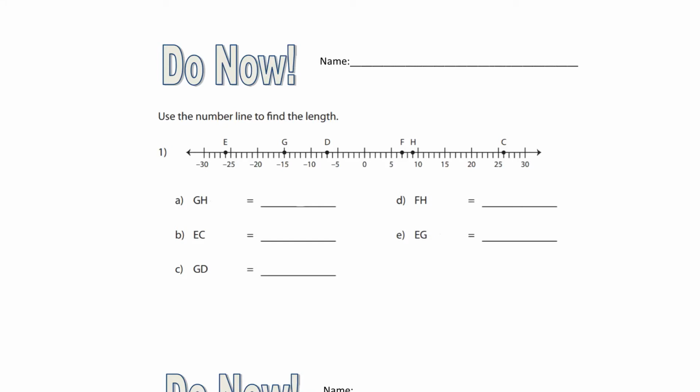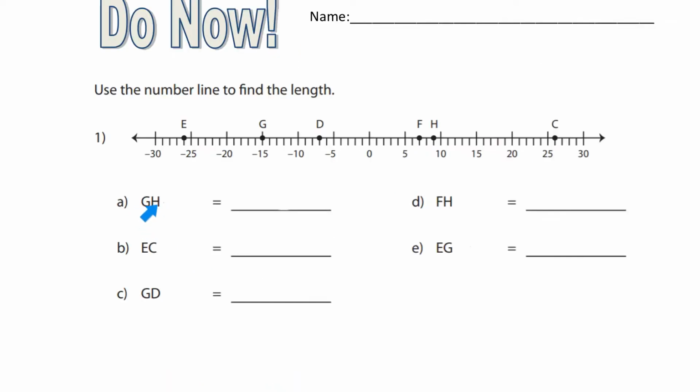Okay, so let's look at our warm up here, or do now. We're just looking for the length of these line segments on this number line. We're going to start off here with line segment GH. You can see that G is at negative 15 and H is over here at 9.